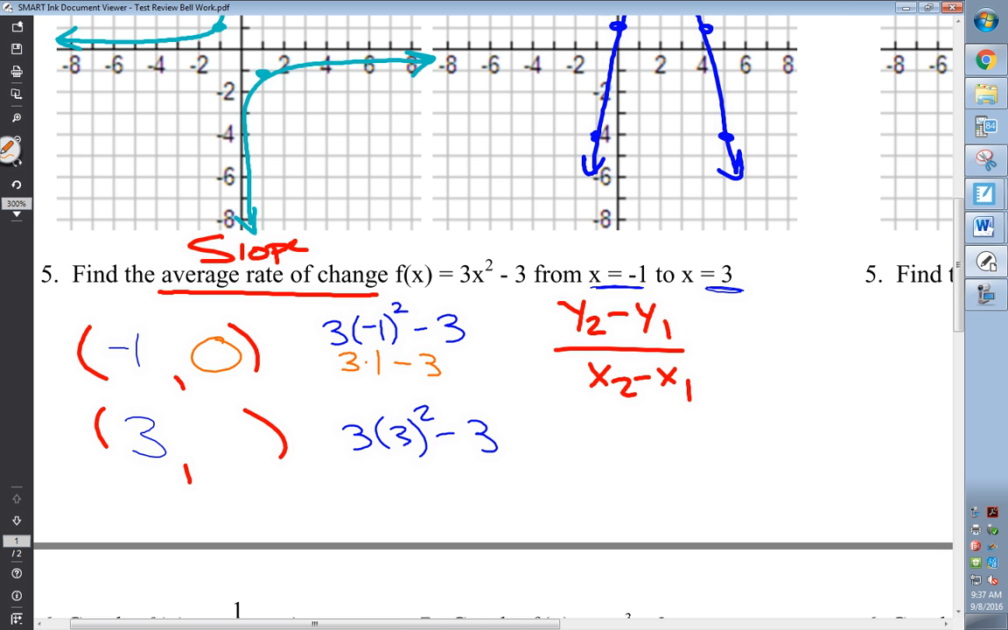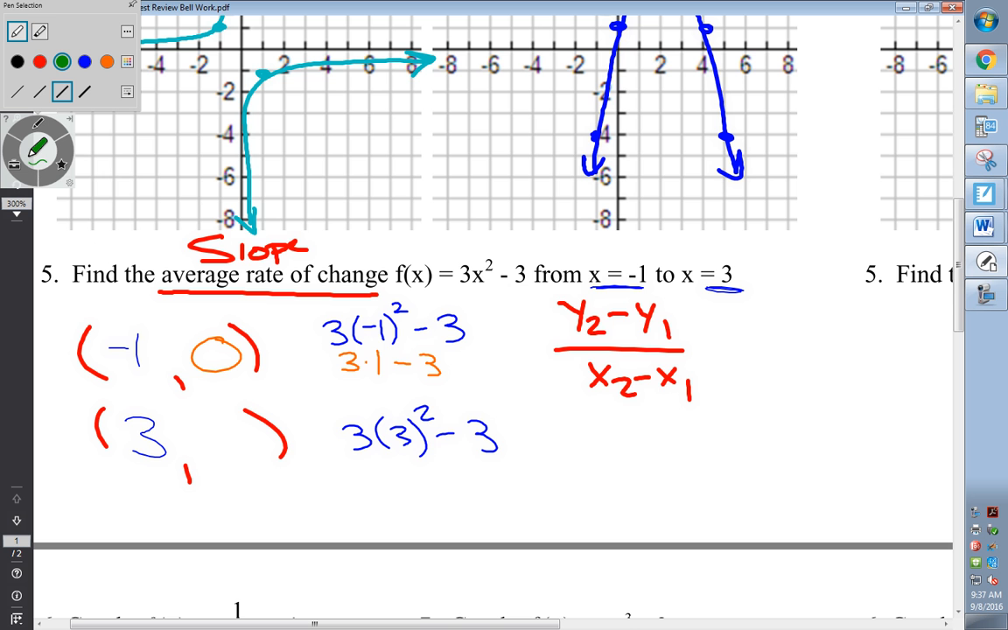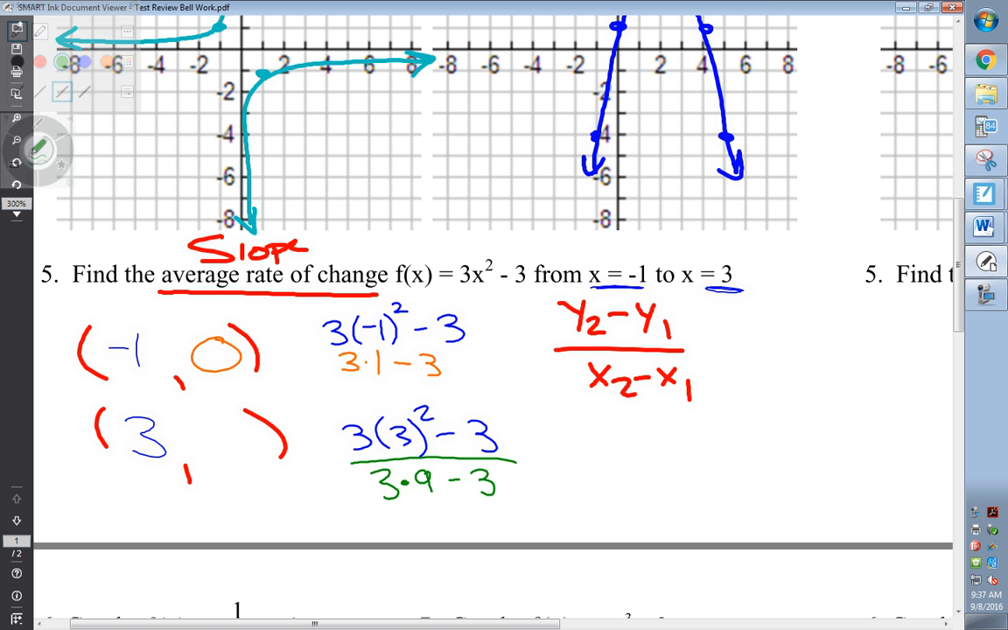His y value there is 0. If we're doing the other one here, Alondra, what am I going to do first in this equation? Square it. So 3 squared is 9. And then I'm left with this. What am I going to do next? Multiply. 3 times 9 is 27. 27 minus 3, 24. There's that. Okay, we did a pretty nice job on our test with this. I'm not done here. Okay, Isaac, what do I need to do now that I've got my 2 points?